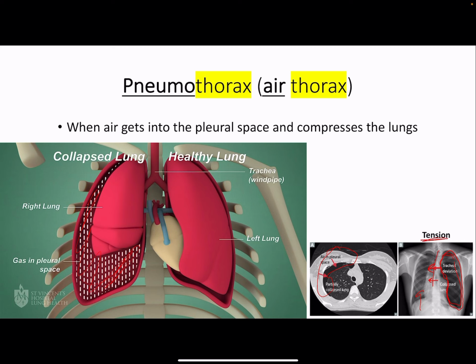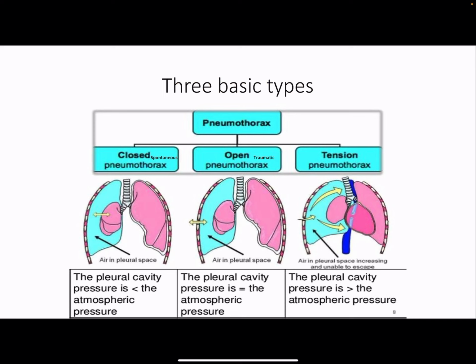You can kind of see that a little bit. It's deviating towards the left. Three basic types. So three basic types, but kind of six basic types. Closed is spontaneous, open is traumatic, and then tension. We're mainly going to go through spontaneous, traumatic, and tension, but some people call them closed and open.